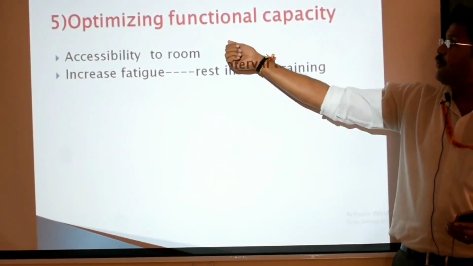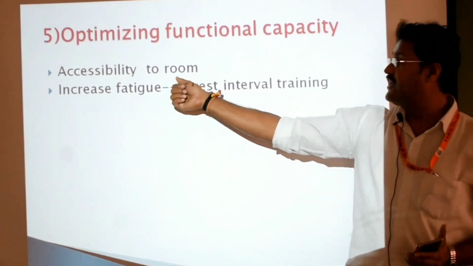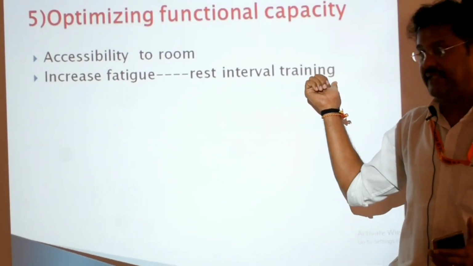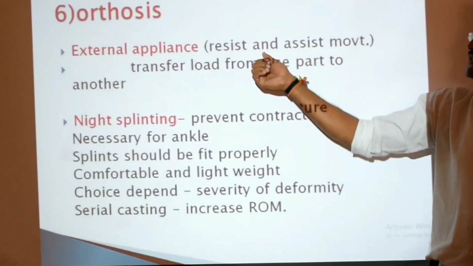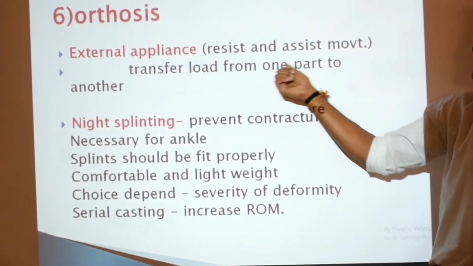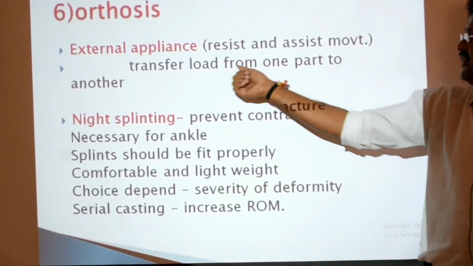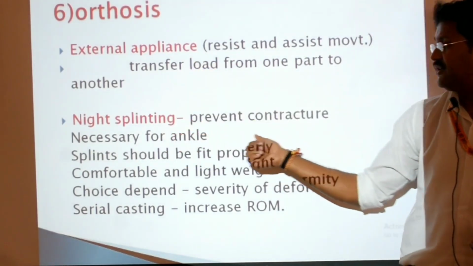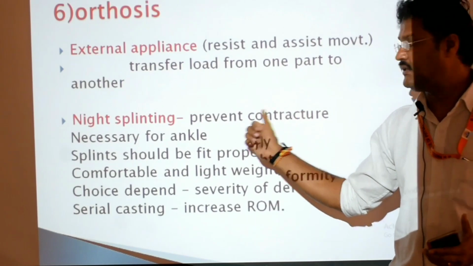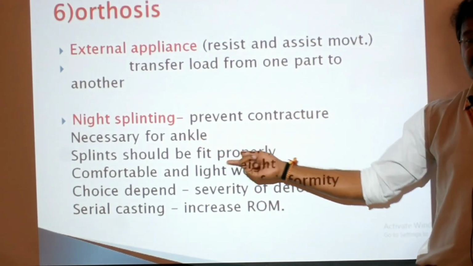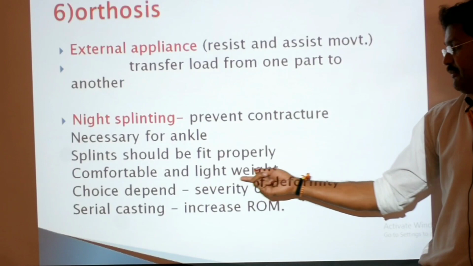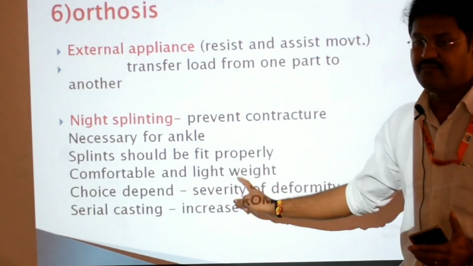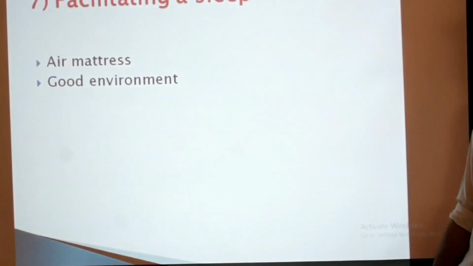Next, fifth is optimizing functional capacity for accessibility to the room and to reduce fatigue, so giving rest intervals during training. Next, sixth is orthosis. External appliances are used to resist and assist movement, and to transfer load from one part to another. That's why we use external appliances. Night splinting is used to prevent contracture. The ankle splint should fit properly, and be comfortable and lightweight. Choice depends on the severity of deformity, and serial casting increases the range of motion.